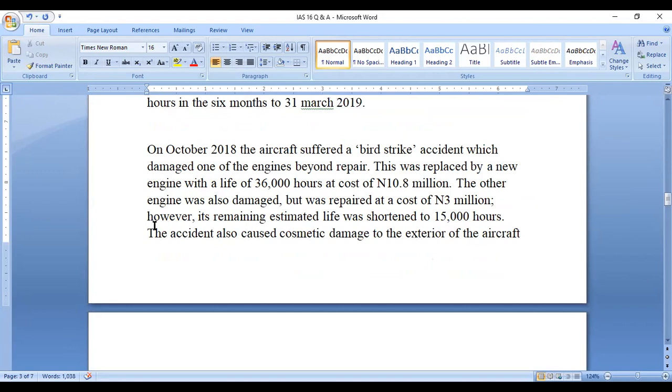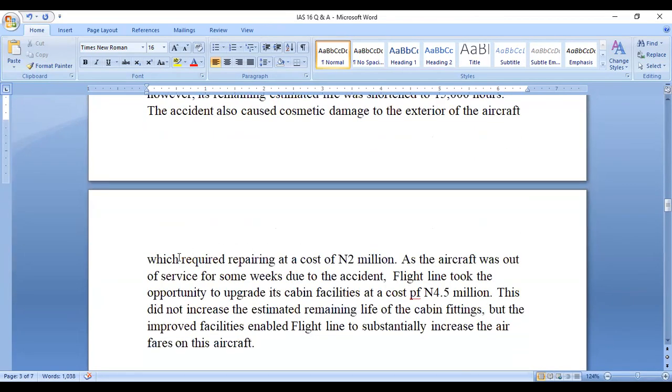Let's see if we have any other cost of repairs. The accident also caused cosmetic damage to the exterior of the aircraft, which required repairing at 2 million. So this one doesn't need additional working. So let's just record them, and then we go to our profit or loss account.